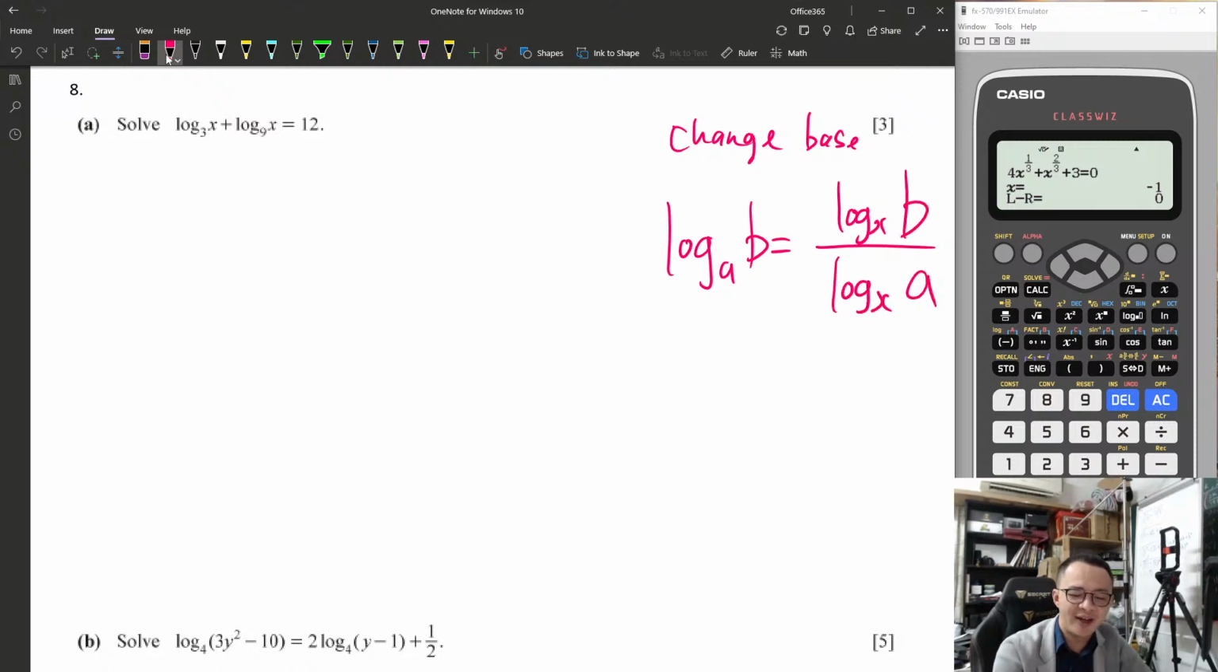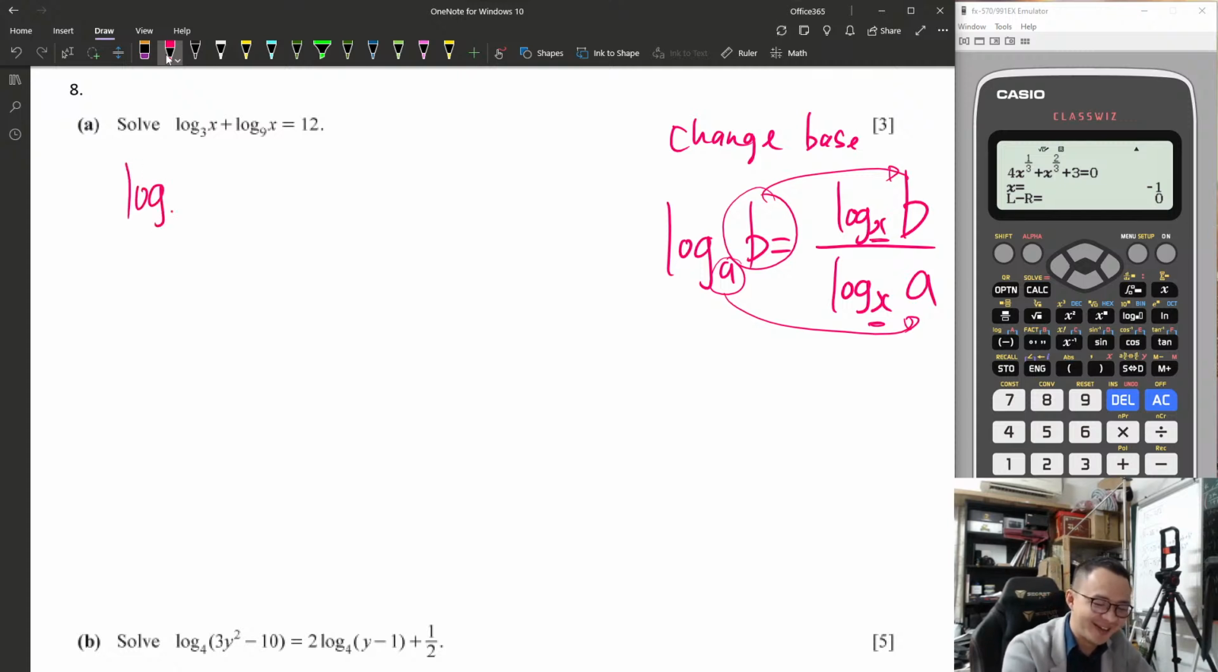B right at the top, A right at the bottom. You might ask, sir, where do you get the A? A is the base here, put at the bottom. Where do you get the B? B is this number right at the top. And where do you get the x? X is the number I want. Okay, you understand this thing, right?